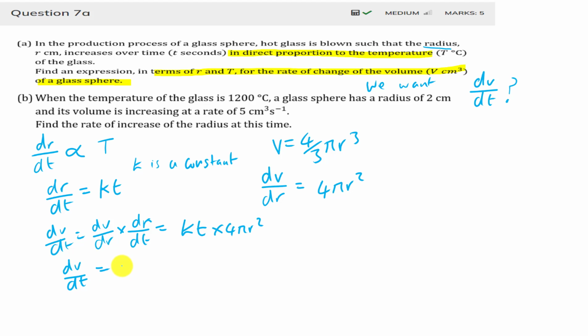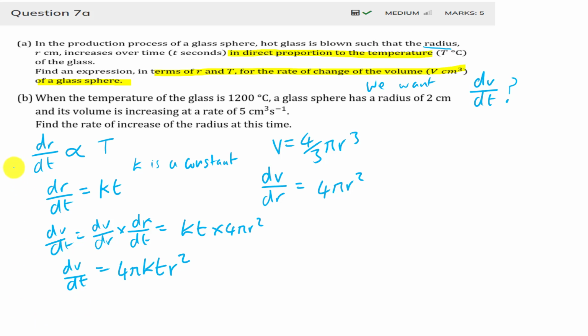dV/dt equals 4 pi, we don't know what k is yet, k, we've got T, r squared. Okay, so that is part A actually.